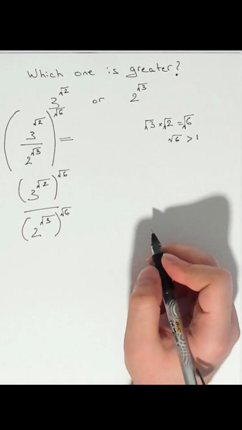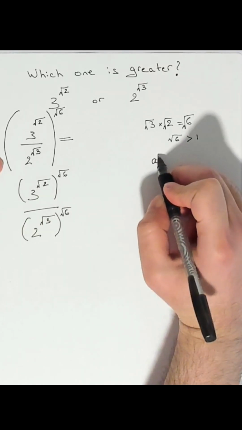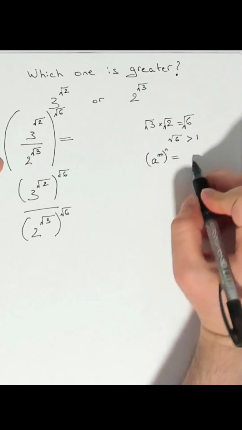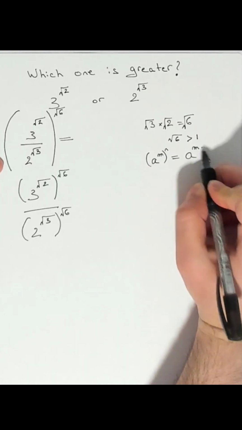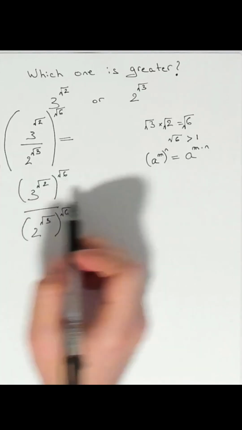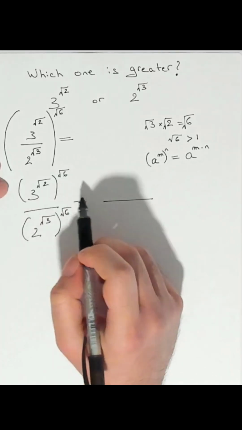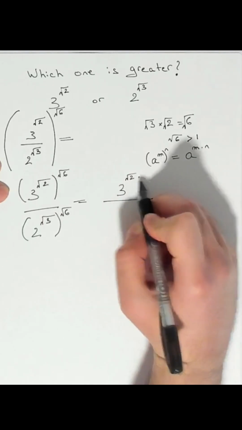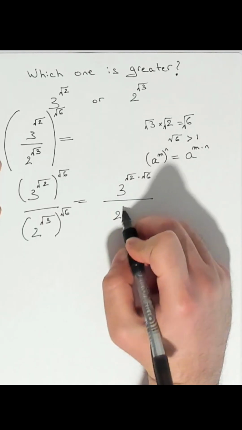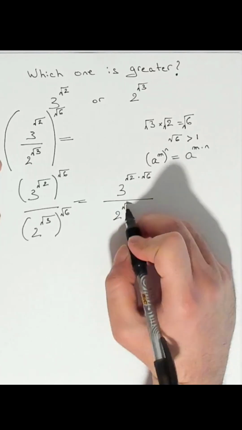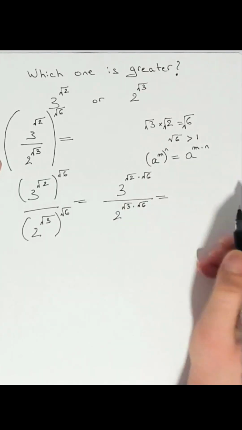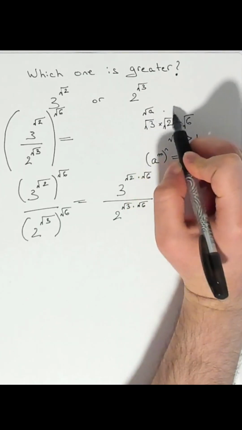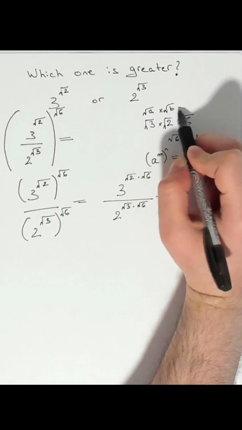And we know, one of the laws of exponents, that a to the power m, all to the power n, is equal to a to the power m multiplied by n. Applying this to both the numerator and the denominator, we will have 3 to the power radical 2 multiplied by radical 6 below 2 to the power radical 3 multiplied by radical 6. Radical a multiplied by radical b is equal to radical ab.